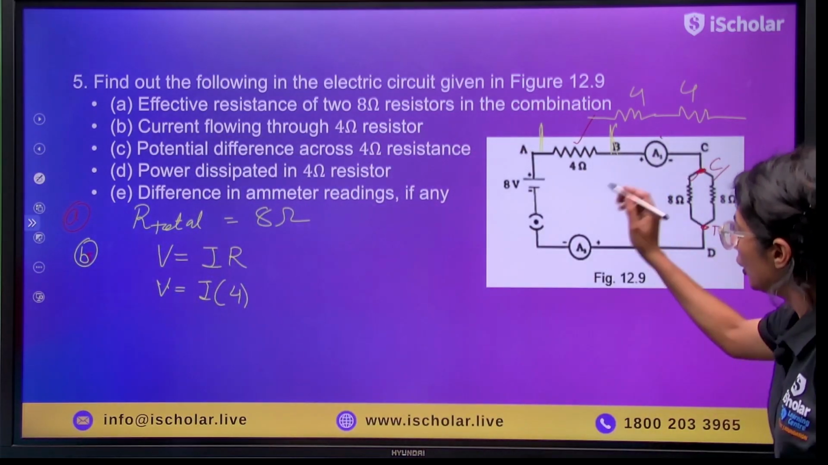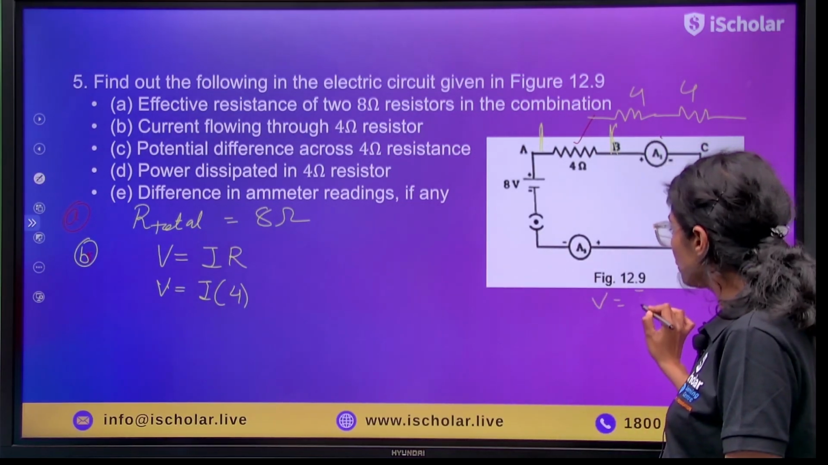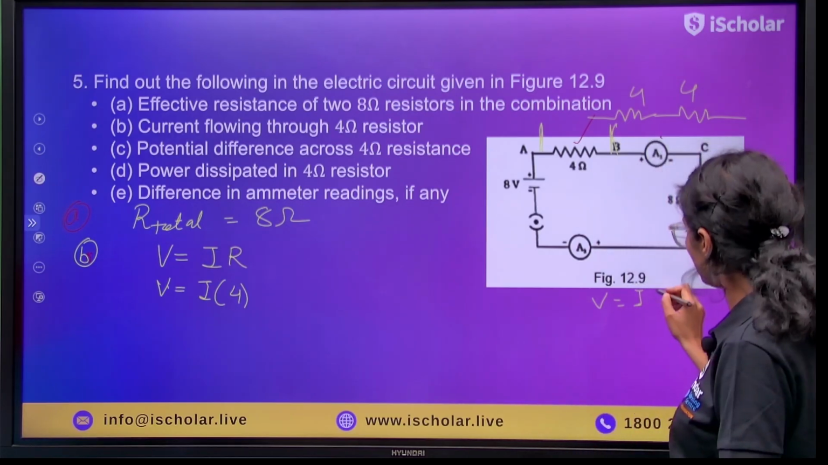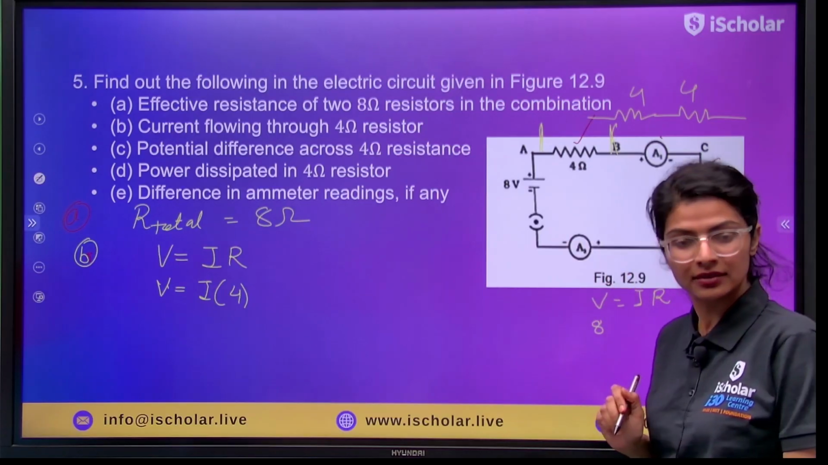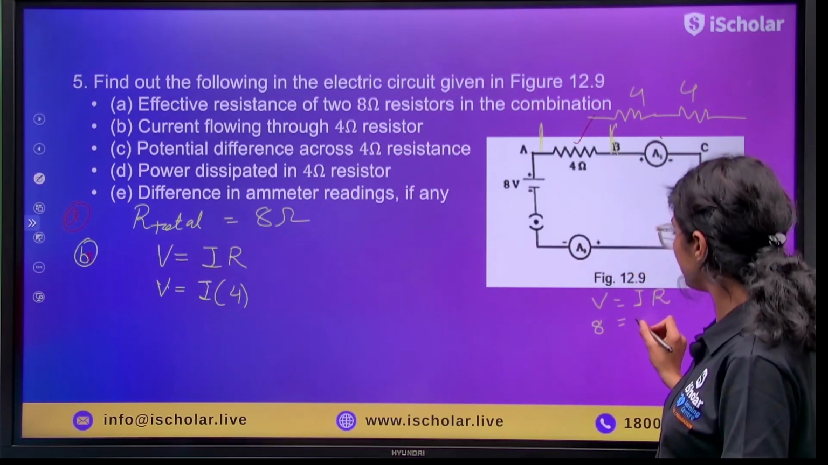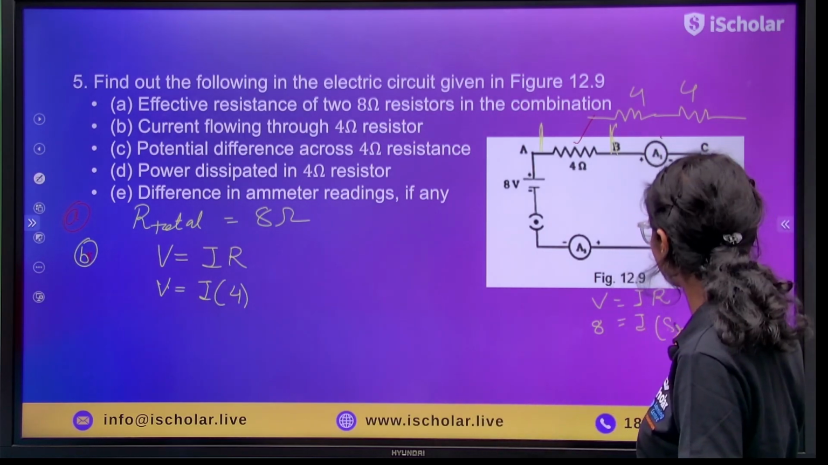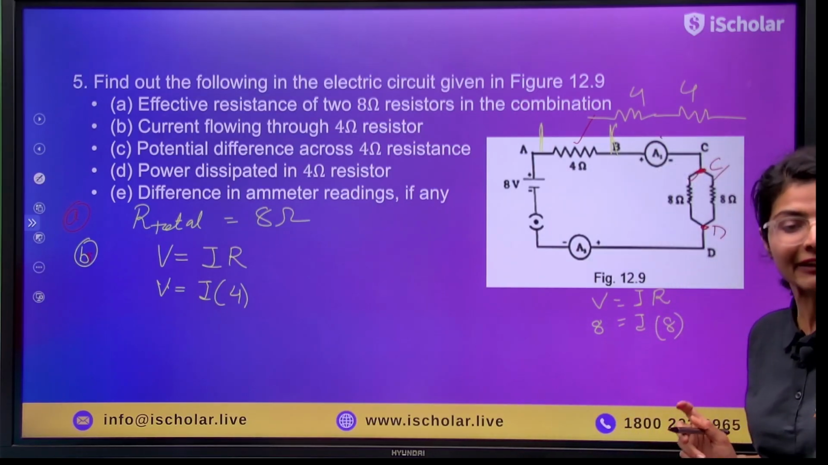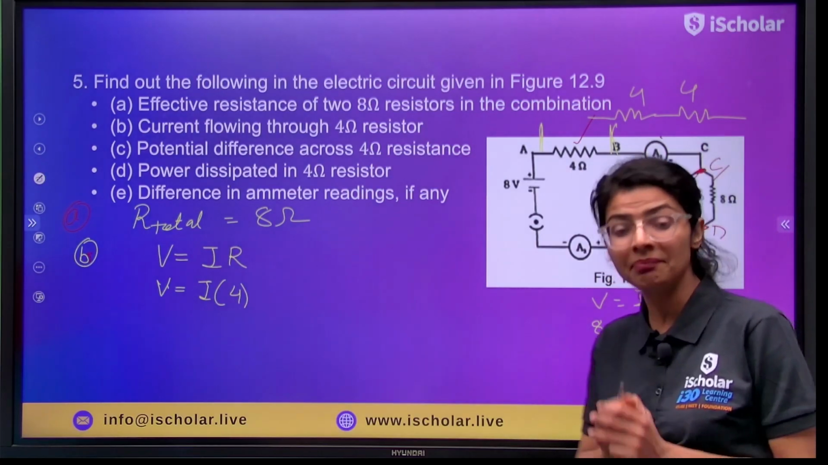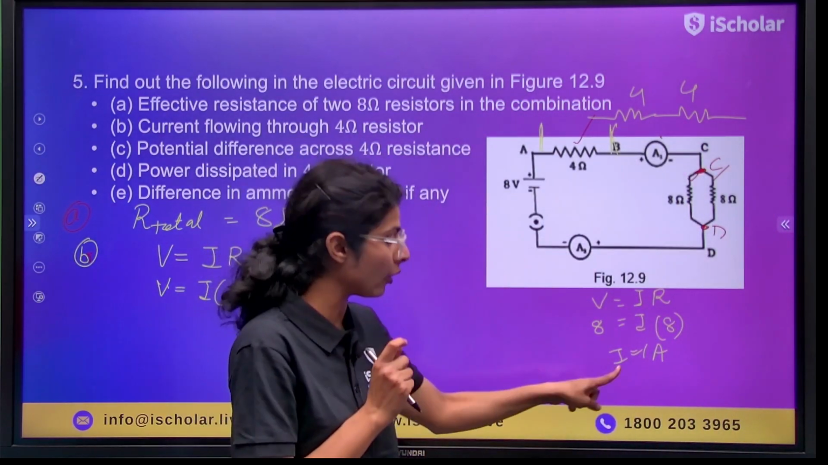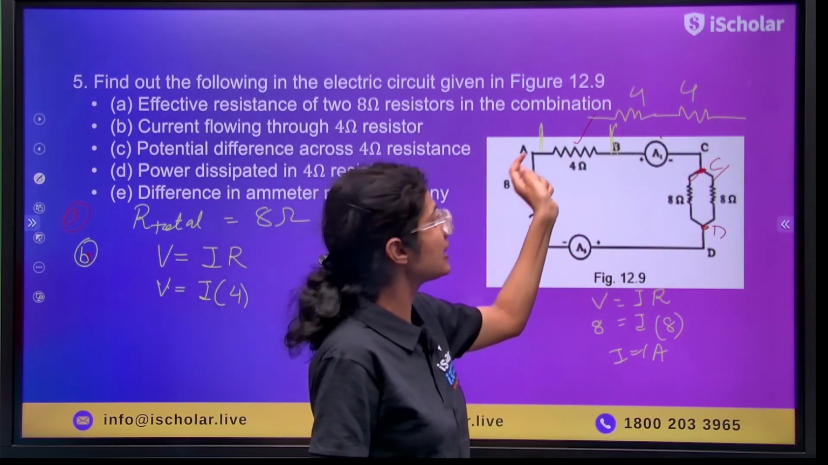Can I say that the total voltage in the circuit is equal to the total current passing through the circuit into the total resistance? So we have the total voltage as 8. The current value we need to calculate, into the total resistance, which we just calculated, it is 8. So from here, can we get the value of total current passing through the circuit? That would be 1 ampere. Again, make sure students, you write the unit along with this. So the current passing in the whole circuit is 1 ampere. 1 ampere is passing through this and going.